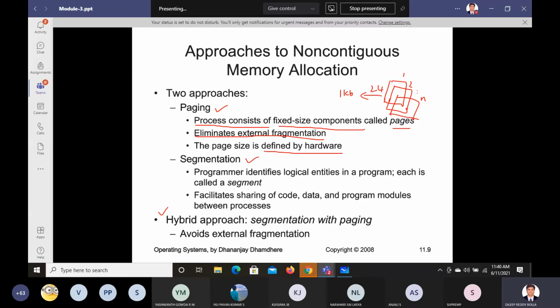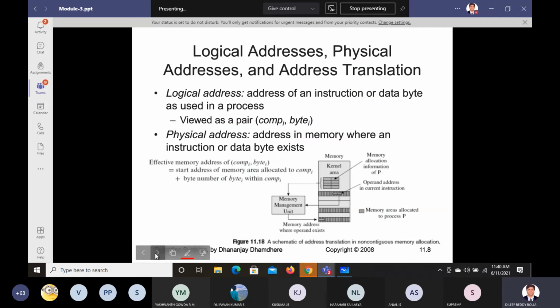Okay. Next is segmentation. The programmer will identify the logical entities in a program. Each is called a segment. This will facilitate the sharing of the code and data memory and the program modules among the processes. Is it clear? So using these two methods, we can solve the non-contiguous memory allocation.